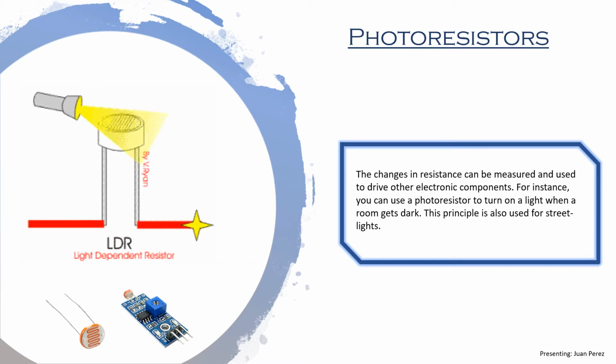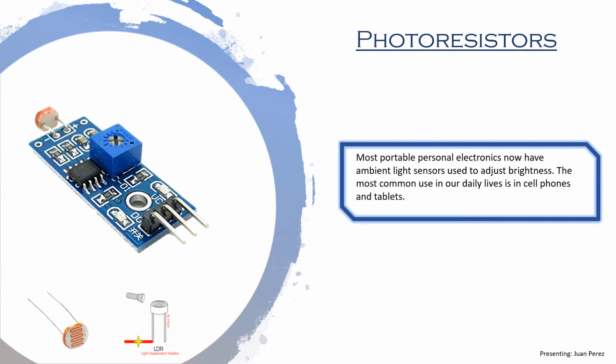For instance, you can use a photoresistor to turn on a light when a room gets dark. This principle is also used for street lights. Most portable personal electronics now have ambient light sensors used to adjust brightness. The most common use in our daily lives is in cell phones and tablets.